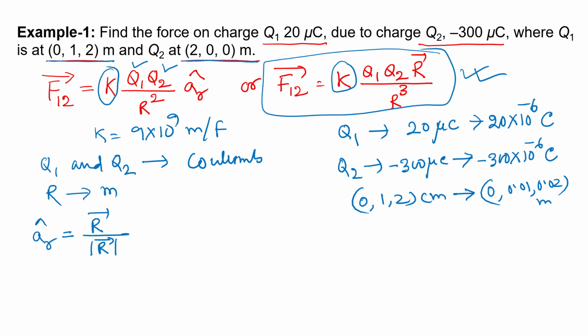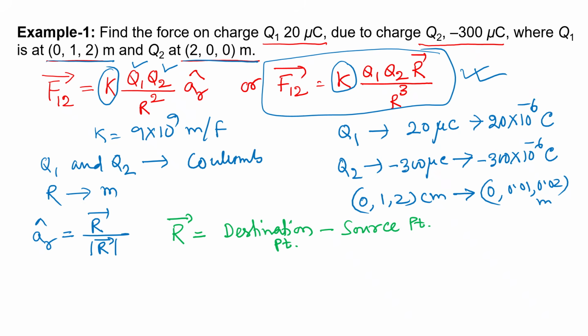So first, how to calculate this r vector. I'll give you a kind of trick, or short approach, to calculate this r vector correctly. So you should remember it in this way: r vector is nothing but the subtraction of destination point minus source point. Okay, so this is nothing but destination point minus source point.